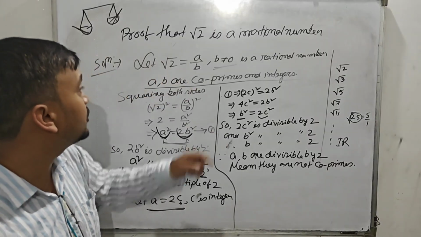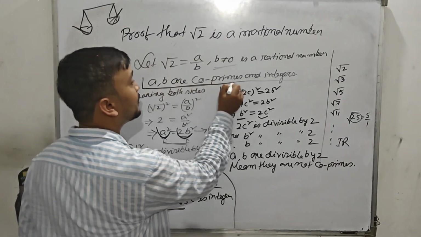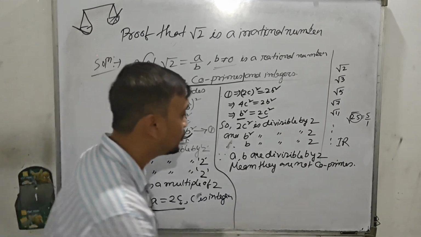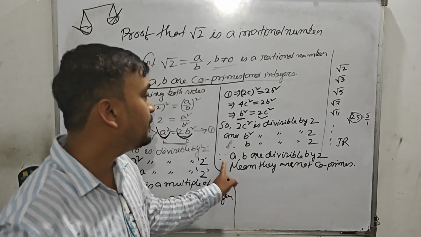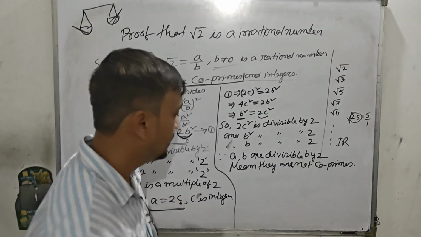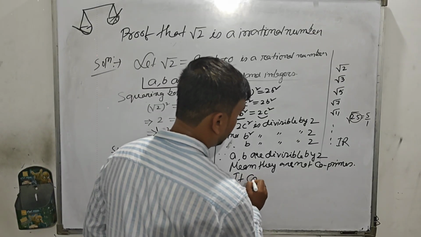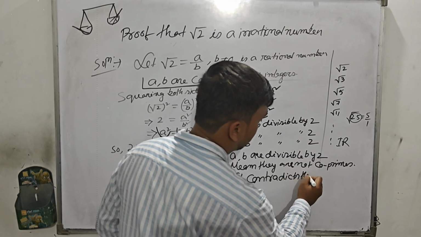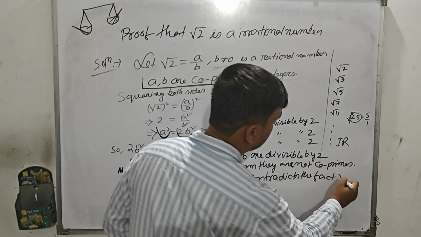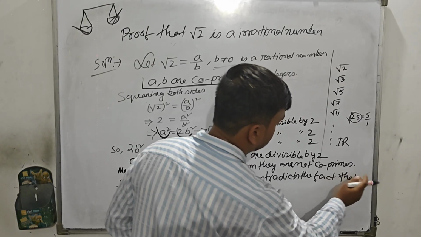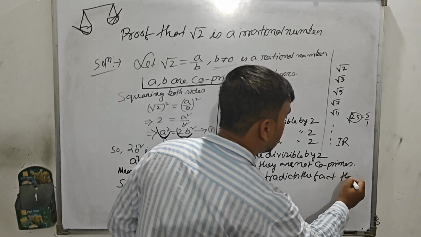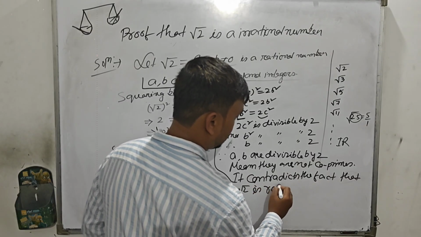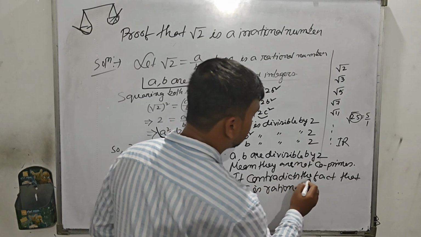And is it difficult? A and B are co-primes. It is proved as wrong. A and B are not co-prime actually. It contradicts. Contradict means opposite. It contradicts the fact that root 2 is rational.